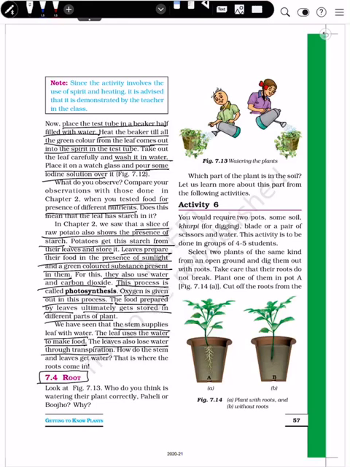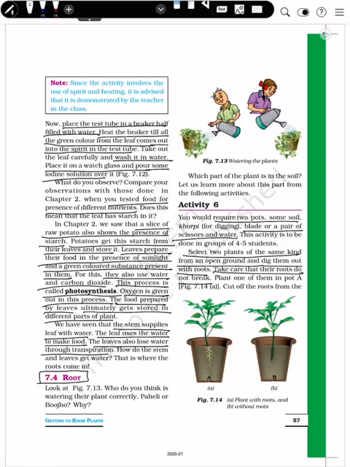For this, first we will take two pots, some soil, a blade or a pair of scissors, and water. First we will select two plants of the same kind from an open ground and we will dig them out with roots. We should take care while digging them out that their roots do not break.